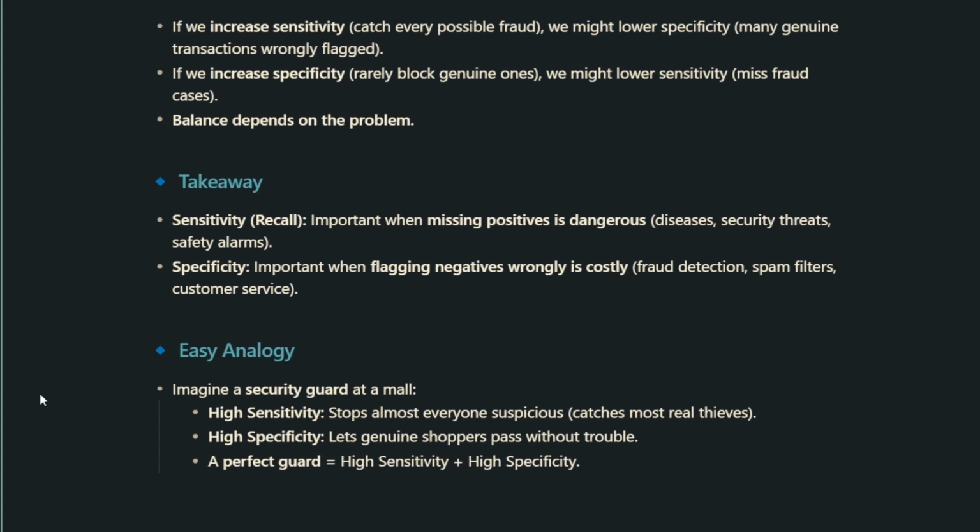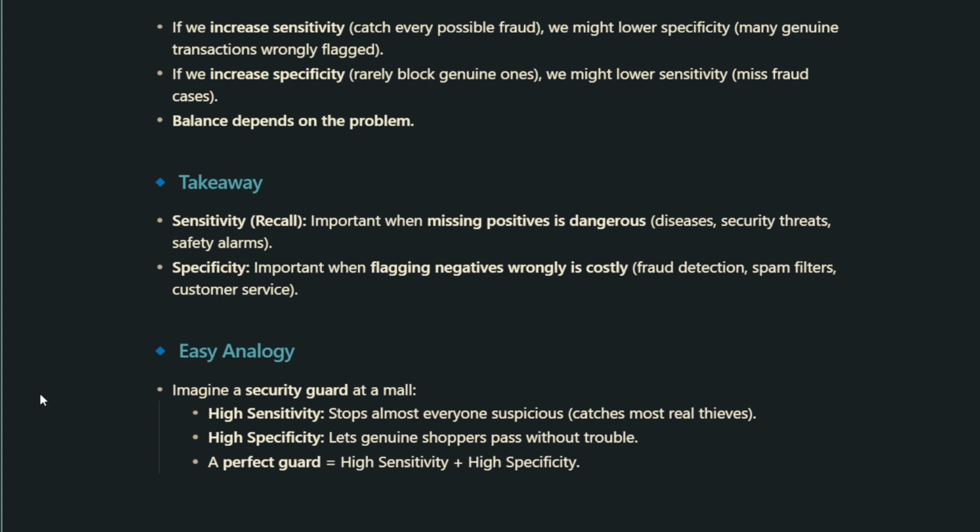The takeaway is simple. Sensitivity is the most important when missing positives is dangerous, like disease, safety alarms, and security threats. Specificity is the most important when flagging negatives wrongly is costly, like fraud detection, spam filters, or customer service.